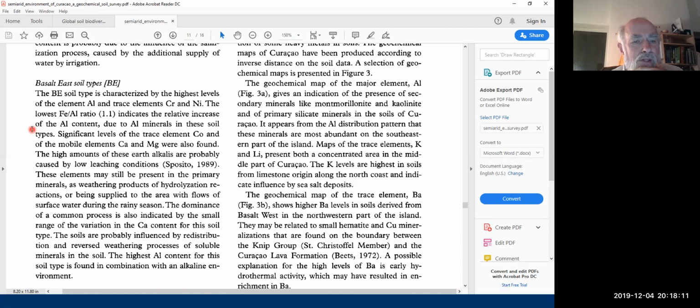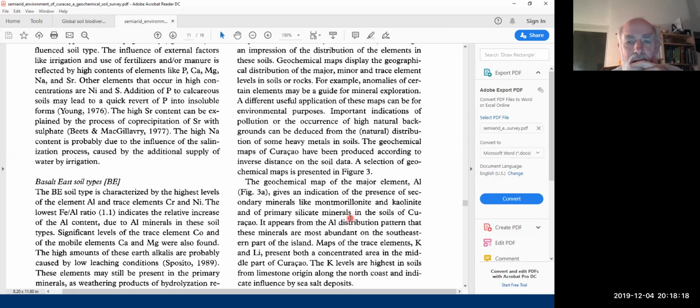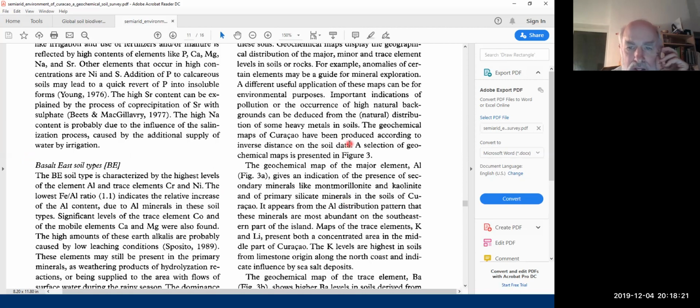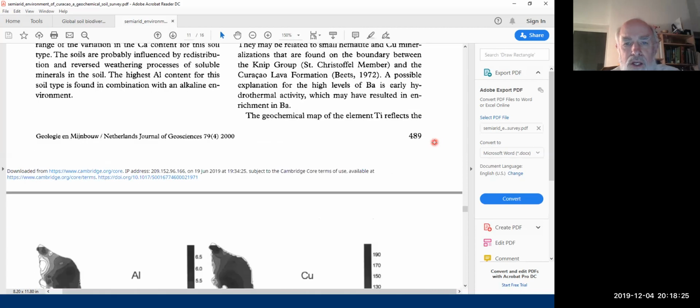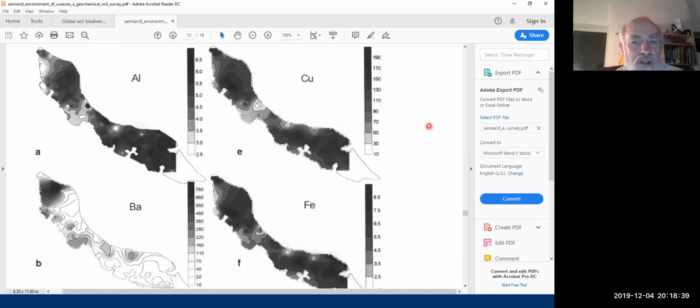Then they go into the basalt east, and then the geochemical mapping. So they take all of their different soil sampling points, and then they made these maps, which I didn't provide in the slides because I thought it's easier to digest this information in those summaries that we just saw on the previous pages. But if you want to know where the copper is, here you go, right there, there, and there.